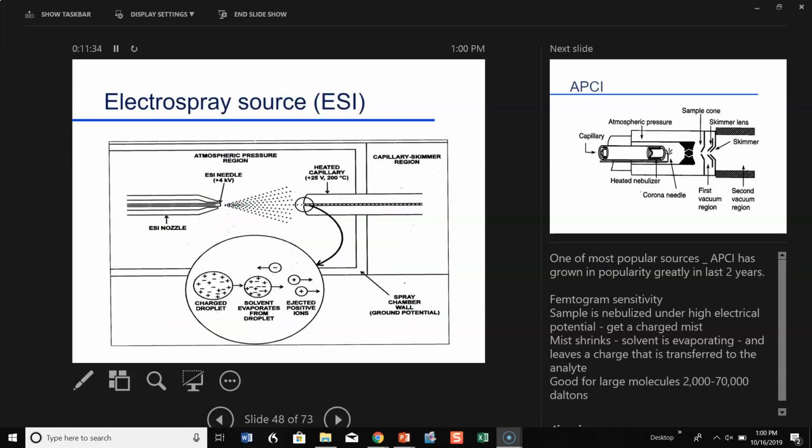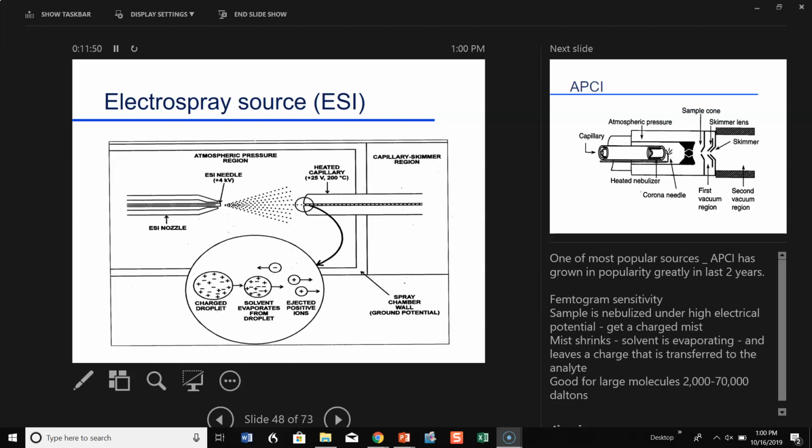And so this is electrospray. It's a very, very common source. It's probably the most common source. And so here we've got our liquid chromatograph coming off here. We've got a milliliter per minute or so of solvent.